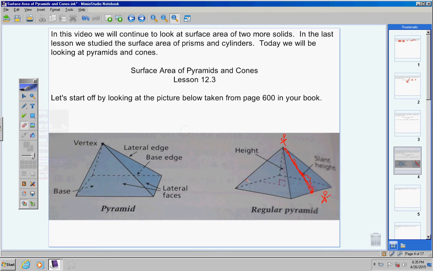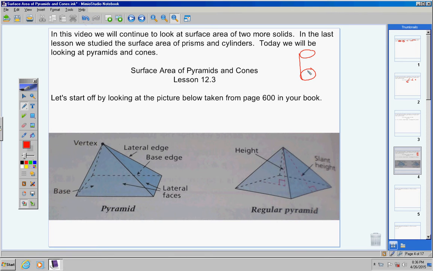You're seeing what the slant height is. Now, once again, if you were drilling a hole and dropping a rope straight down, right here, perpendicular, that's the height. Okay, I've mentioned this before. Have you listened? I've told you what lateral surface area is.